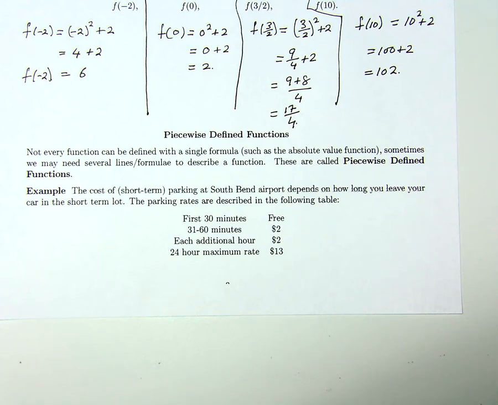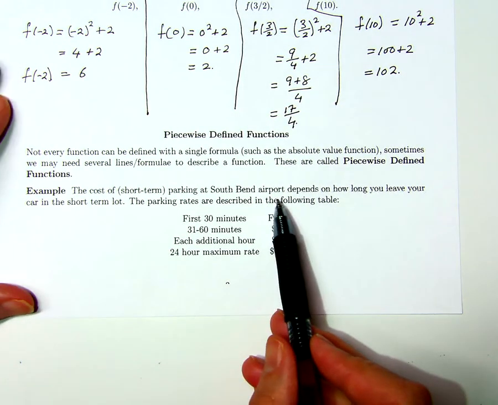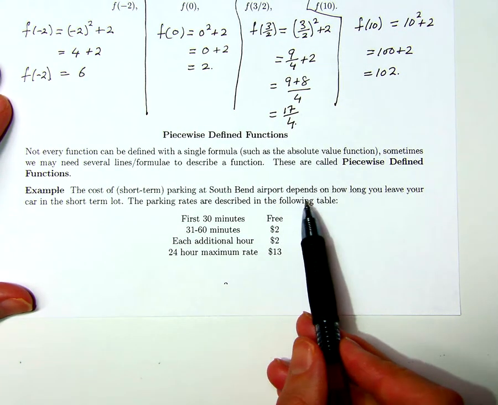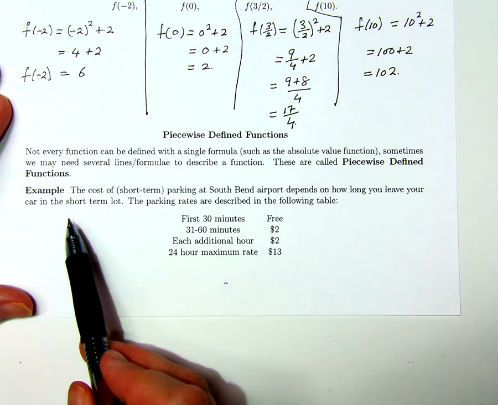And of course, part of the art of using piecewise defined functions is to take something in reality and translate it to an algebraic description of a piecewise defined function. And once you've done that, then you're free to use the theory of functions to apply that to the situation in reality. Here's a simple example. The cost of parking at South Bend Airport, it might be a little outdated right now, depends on how long you leave your car in the short-term lot.